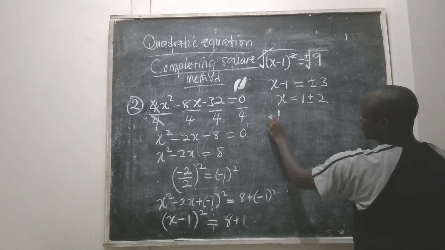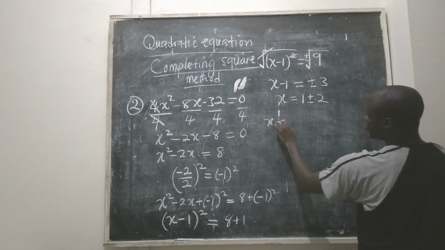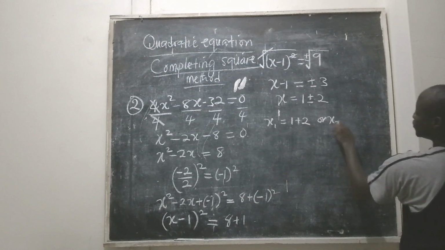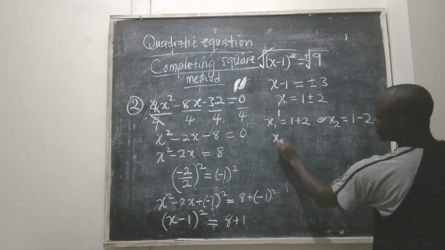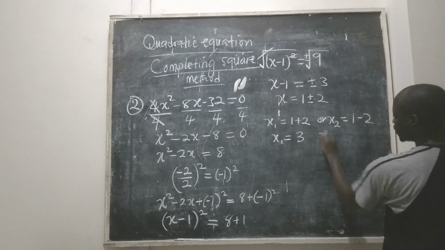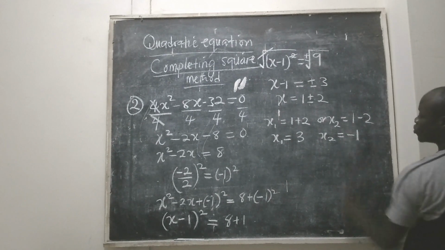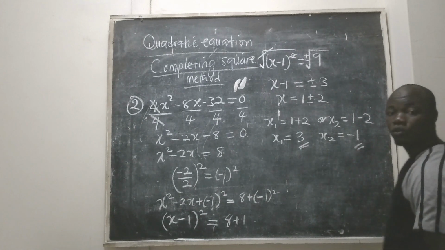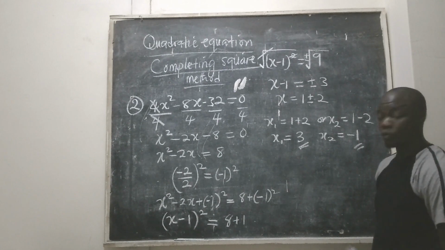So now we can say x1 is equal to 1 plus 3, or x2 is equal to 1 minus 3. So therefore x1 is equal to 1 plus 3, which is 4, and x2 is equal to 1 minus 3, so we have minus 2. So this is the value of x. This is how to calculate a quadratic equation using the completing square method.